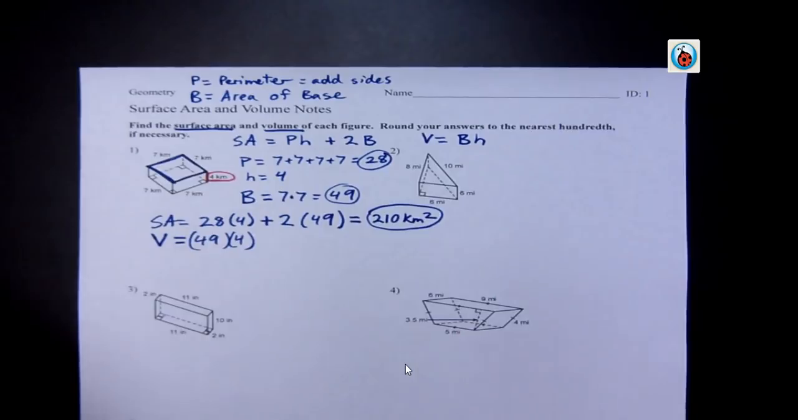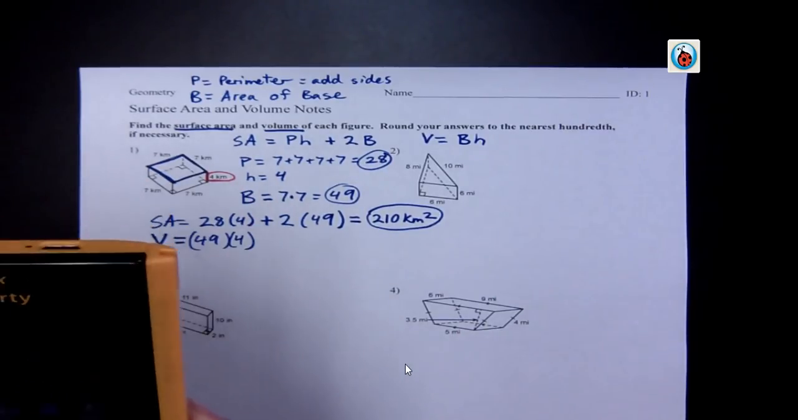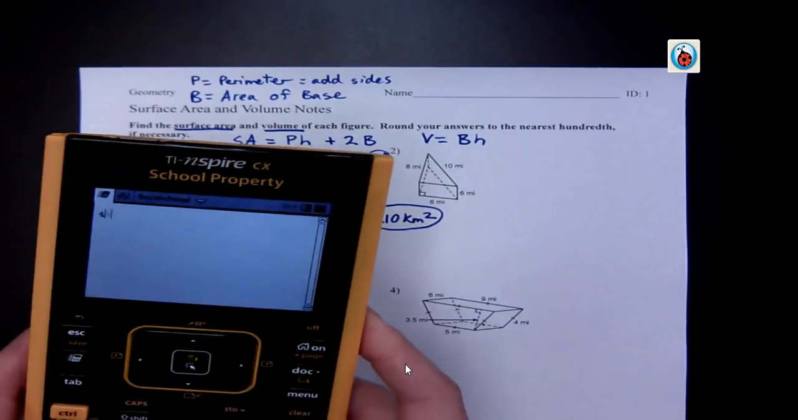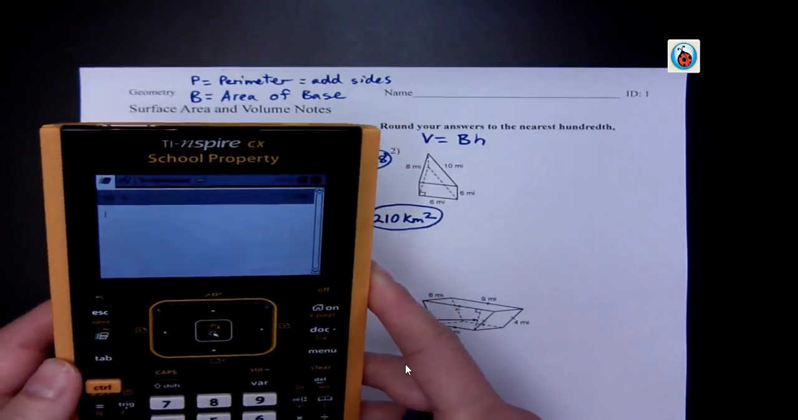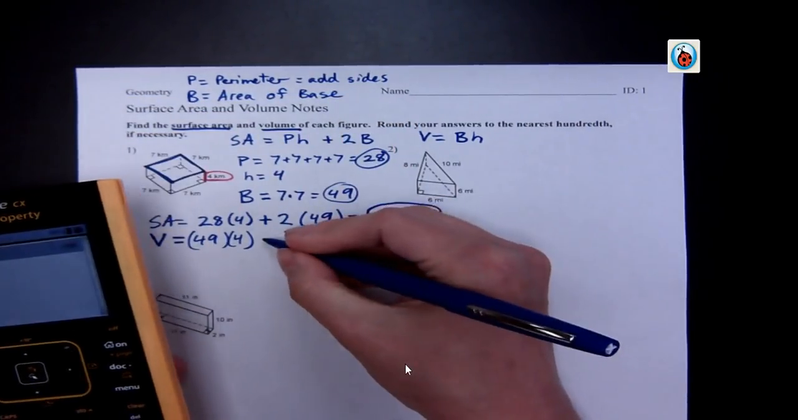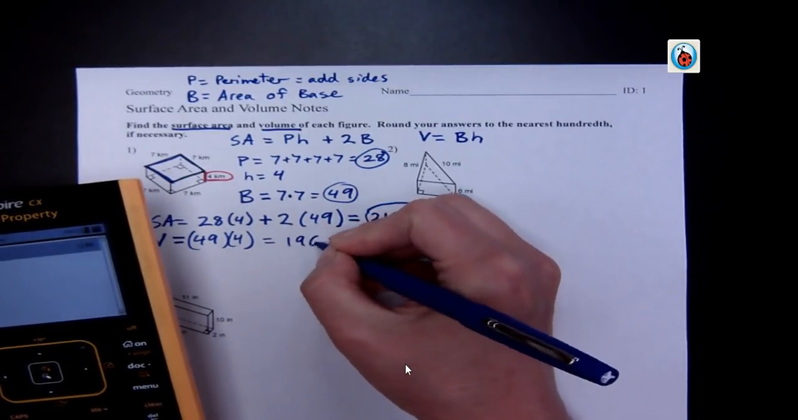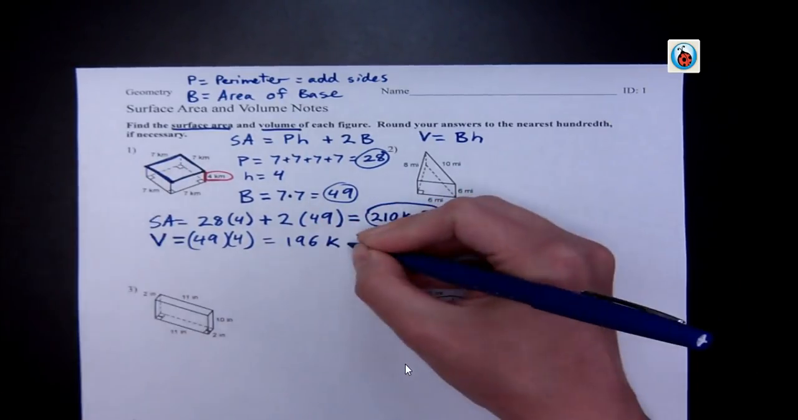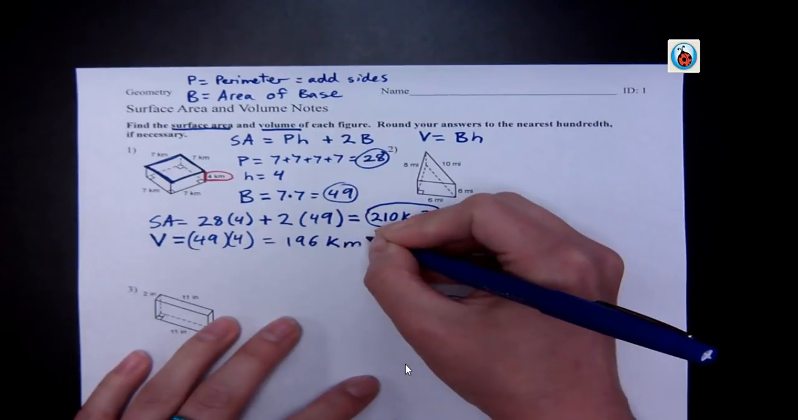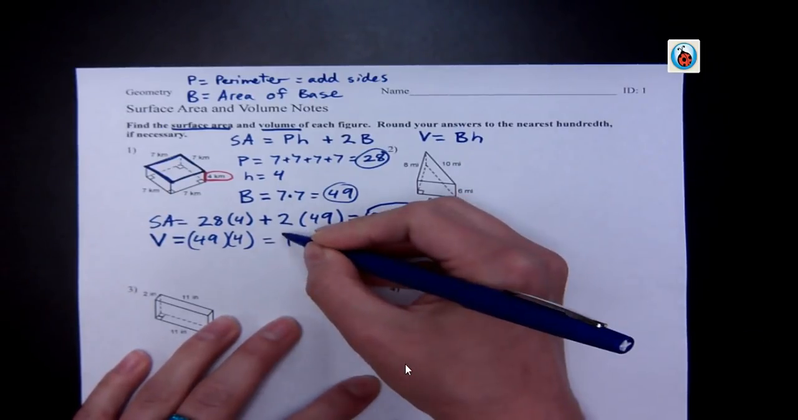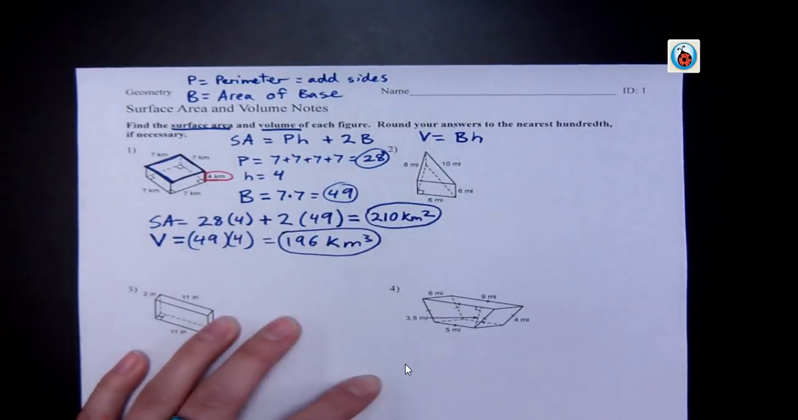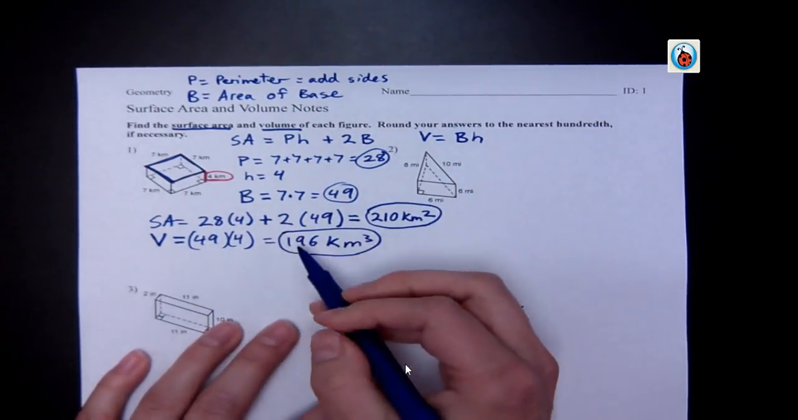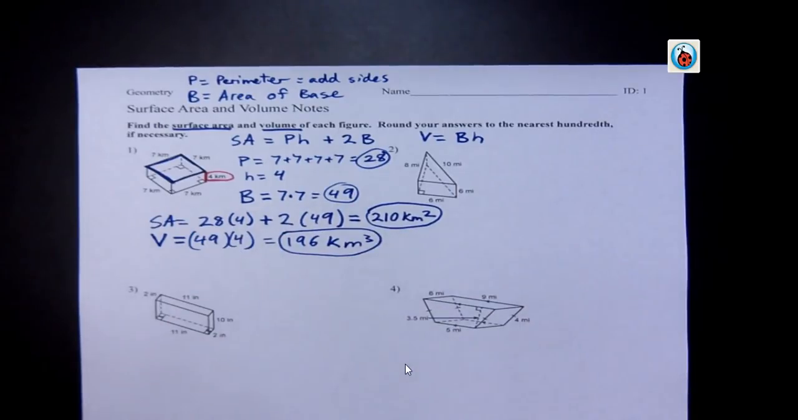I plug it into my calculator, 49 times 4, and get 196. And volume is always cubed. It's saying how many 1 kilometer cubes could I put in there. So that's surface area and volume of my square prism here.